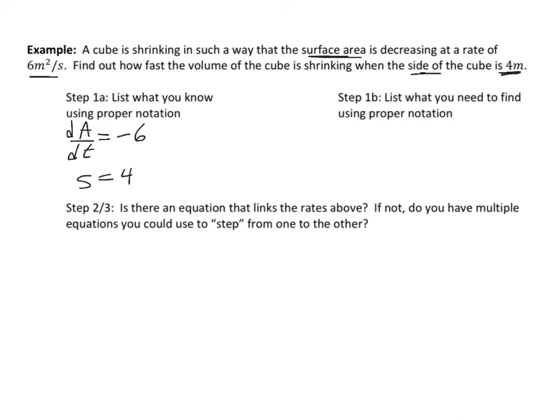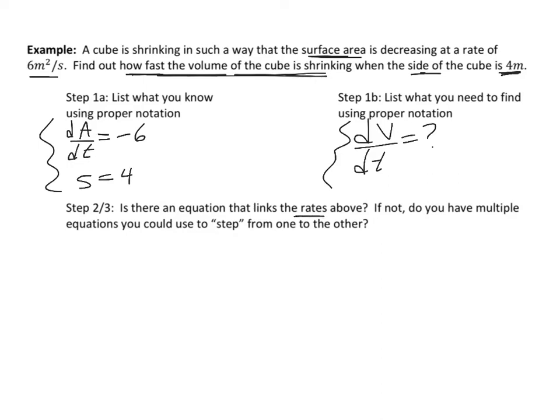And so step 1b is for me to list what I need to find. The problem is asking me to find how fast, that's a rate, so how fast the volume is shrinking. So dV/dt is the thing that I want to find out, okay? So I've listed what I know, I've listed what I want to find. Now in step 2/3, the rest of the problem is, is there an equation that links the rates that I have above?